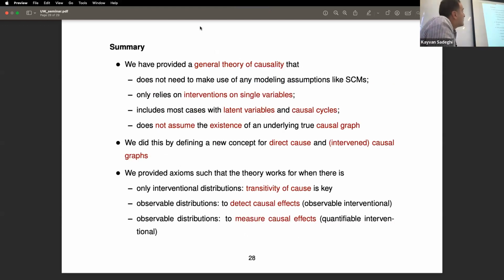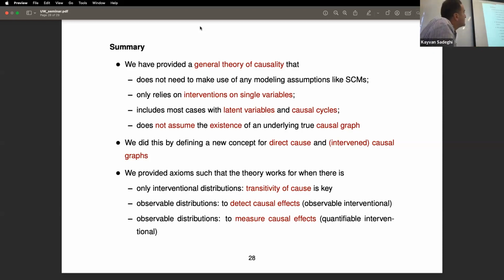So we have provided a general theory of causality. What are the advantages of it? It does not need to make use of any modeling assumption like SCMs. It only relies on interventions on single variables. It doesn't need joint interventions. It includes most cases with latent variables and causal cycles. And more importantly, it does not assume the existence of a true causal graph. This might be a bit more philosophical in nature, but it's quite important. You do not assume there is a causal graph. You just assume your axiomatizations and you generate your causal graph, in a sense.